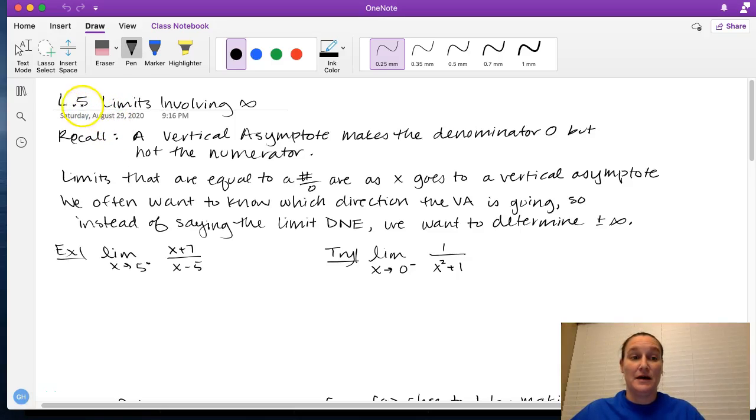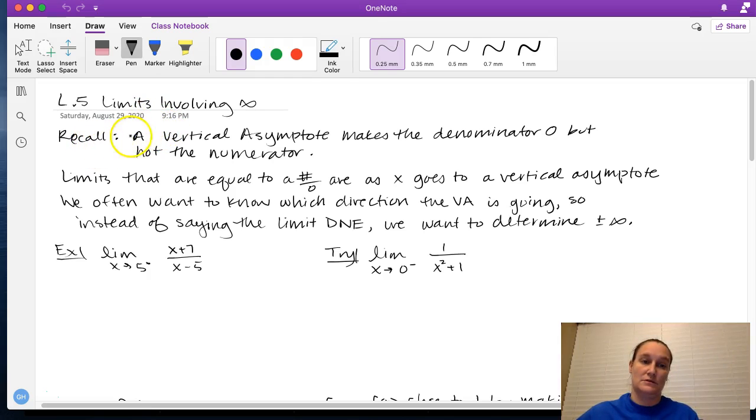All right, so limits 5 is limits involving infinity. There's two different types of limits that we're going to look at: limits that equal infinity and limits as x goes to infinity. We're going to look at both of those. First, we're going to look at limits that equal infinity.